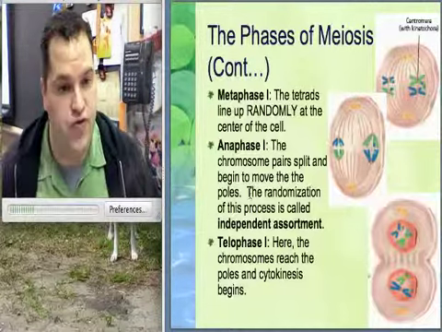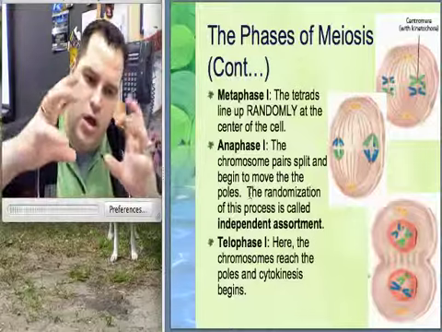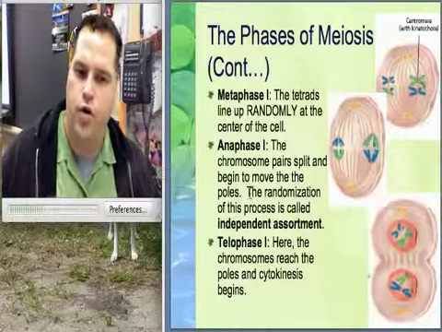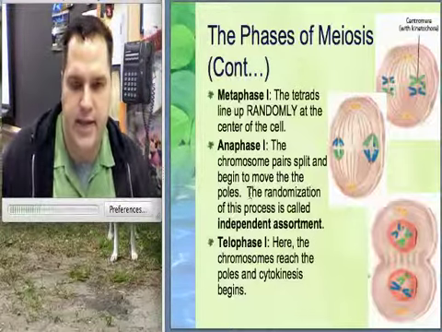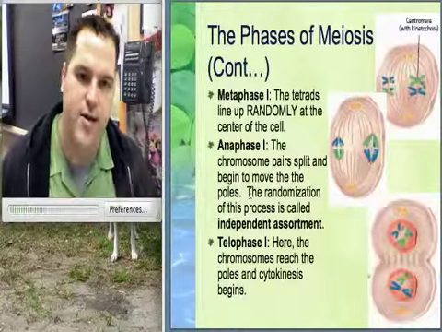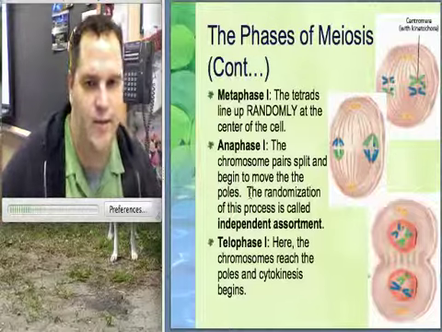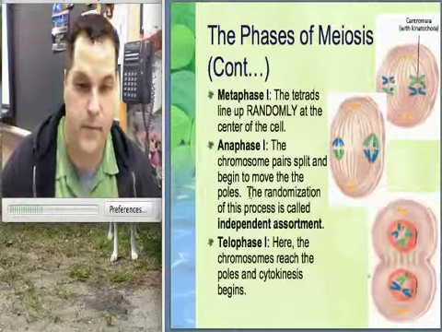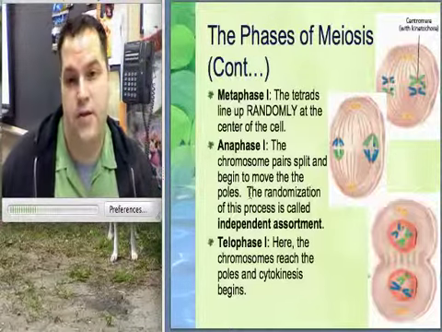Now, in telophase 1, it's very similar. The cells are going to come back down on themselves, and we're going to reform, and everything's going to be nice and dandy. Cytokinesis is going to happen. We're going to end up with two cells. Now, here, mitosis would go directly into interphase, and the DNA would copy itself. That's the difference between meiosis and mitosis.